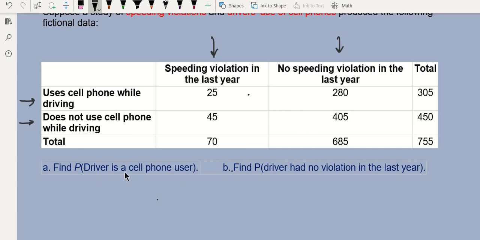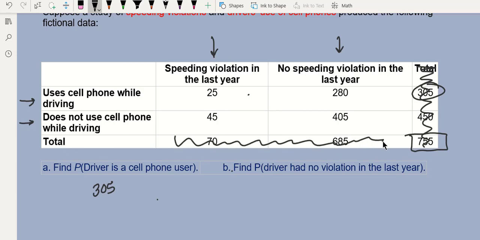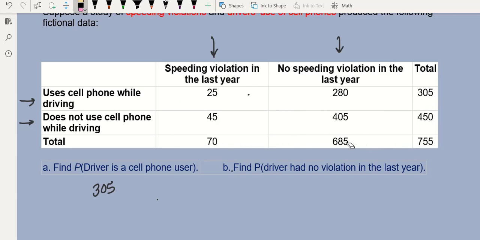The first one asks us to find the probability that a driver is using a cell phone. The drivers that use a cell phone, if we scroll all the way over, should be 305, and our bottom box always tells us our grand total. One thing I do want to say about contingency tables before I keep going is, hypothetically, if totals are not given to you, you will have to find the totals of not only the different columns but also the different rows. That's just one tidbit of information that you do need to know.